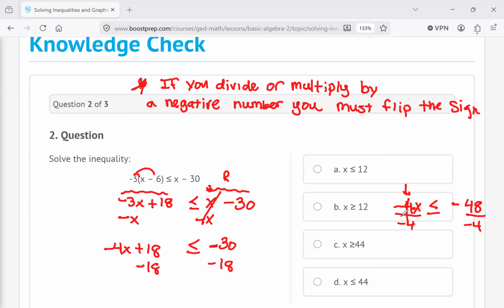This cancels, and then you're left with x. And then because I divided by a negative, I do have to flip the sign, so it's going to be greater than or equal to. Negative 48 divided by negative 4 is positive 12. Okay, so I did flip it because I divided by a negative, and that is my answer. X is greater than or equal to 12. So it's B.